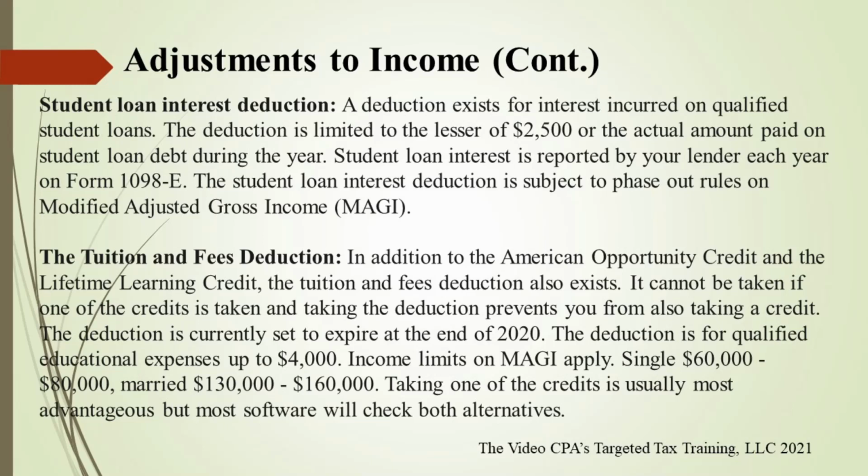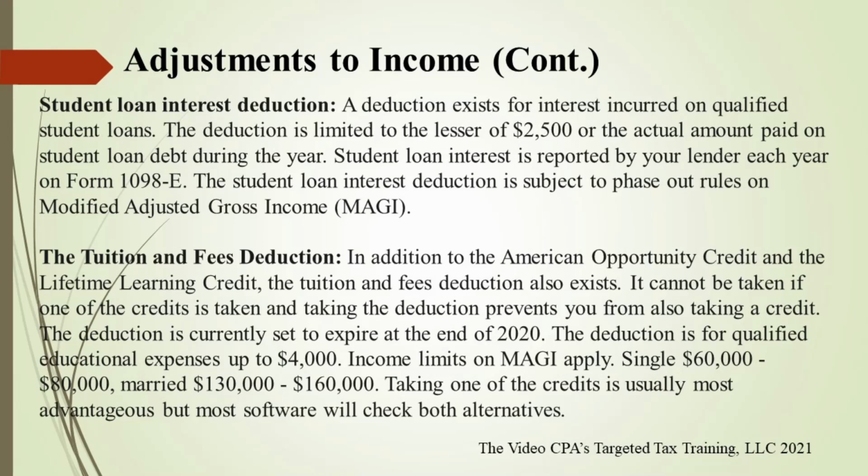But the tuition and fees deduction is still around. It's supposed to sunset here at the end of 2020, and whether it will be renewed or not, I don't know. But it is still available for 2020. It's for qualified educational expenses up to $4,000, so you can have a deduction up to $4,000. And there are income limits on it again. Single is $60,000 to $80,000, married $130,000 to $160,000.